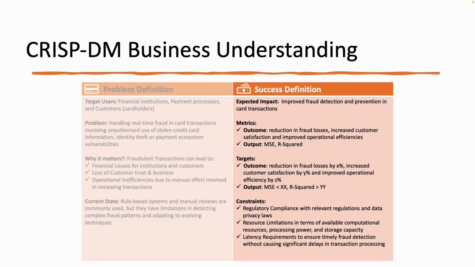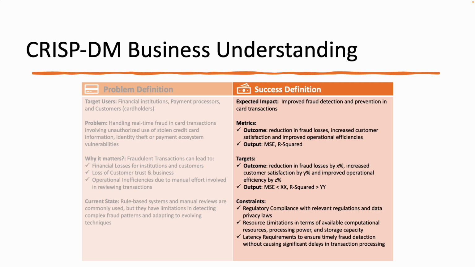From the target standpoint, if you look into the outcomes, we're looking into reduction in fraud losses by X%, let's say 60%, or increased customer satisfaction by Y%, for example, 80%, and improved operational efficiencies by Z%, and it can be, let's say, 70 to 80%. And output, when we say we're looking into defining MSE, which is less than XX or R squared greater than YY.